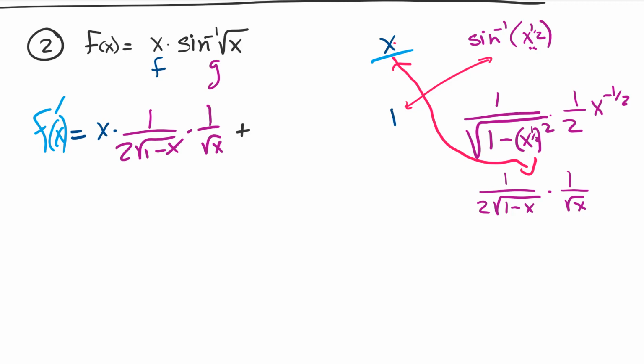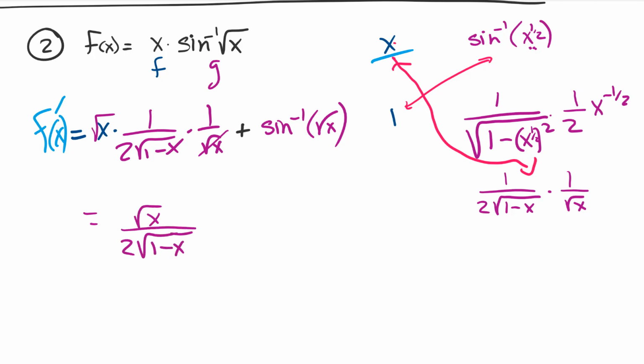to do, it's just 1 times sine inverse of the square root of x. And I'm going to change that to the square root of x. Let's clean it a little bit. That just becomes the square root of. So what is this? It's the square root of x over 2 times the square root of 1 minus x plus sine inverse of the square root of x. And there is our derivative.